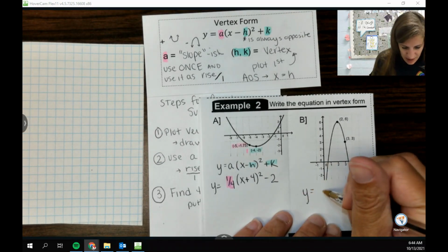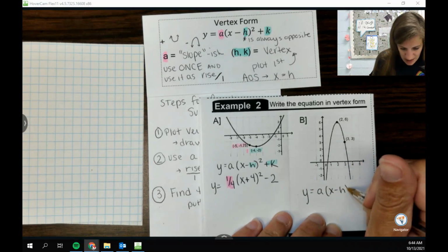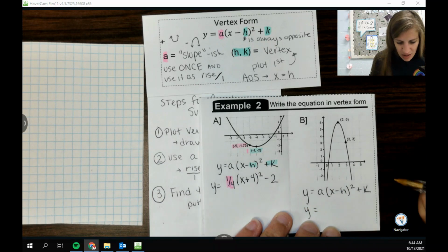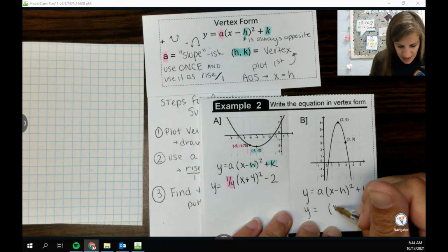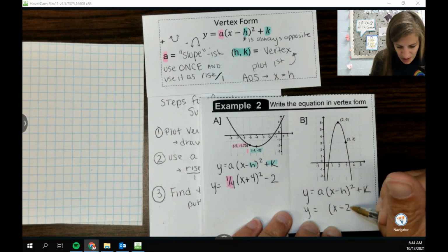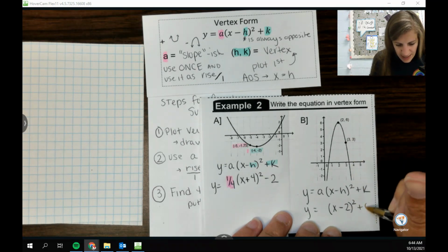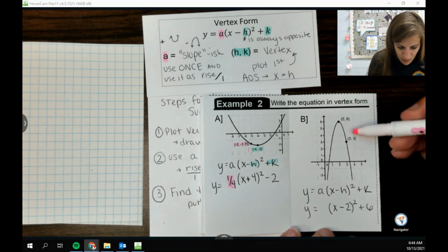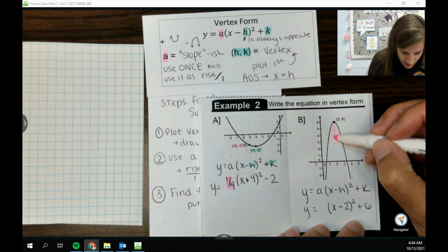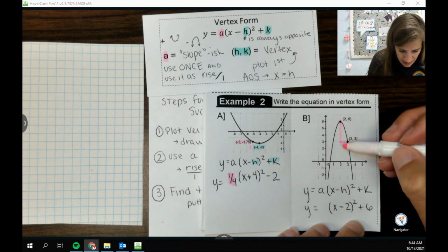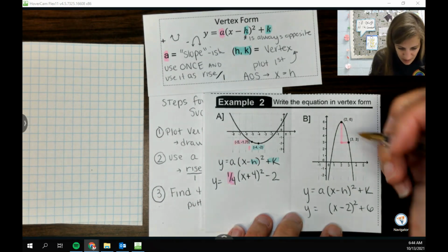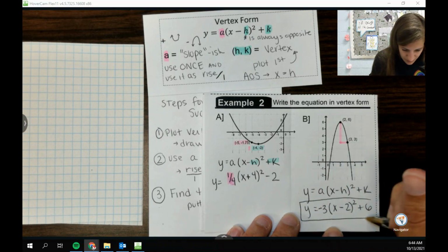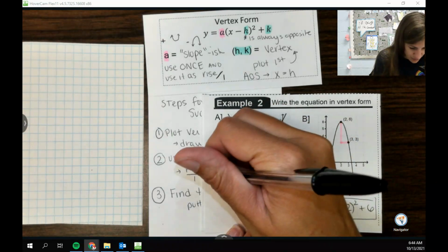So looking at my other one, we're also going to write this guy in vertex form because they are showing me the vertex. And so I can first do x minus 2 squared plus 6. And then I want to count out my slope from one point to the next. And this is 1 away because we're 2 to 3. Looks like it went down 3. 1, 2, 3, yeah. So -3 is my slope.